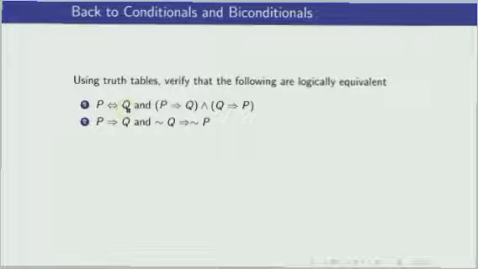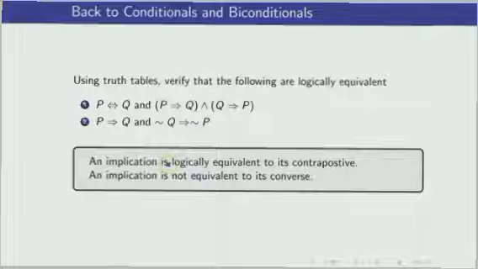P if and only if Q is logically equivalent to P implies Q and Q implies P. This symbol makes sense because it's saying that the direction is both ways. Moreover, we have P implies Q is logically equivalent to not Q implies not P. What is this statement? This is your contrapositive. So it's saying that an implication is logically equivalent to its contrapositive. So remember that. However, take note that an implication is not equivalent to its converse.